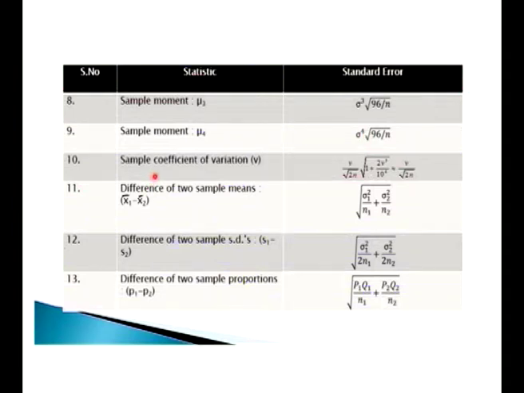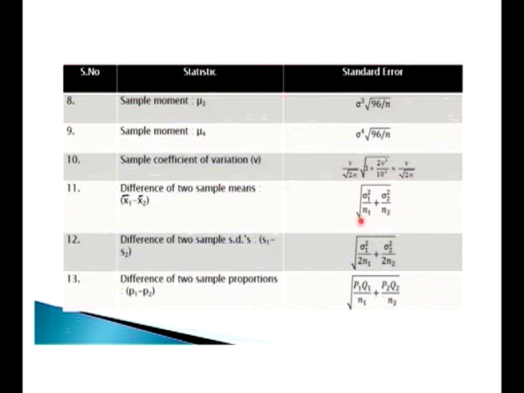by n. For the sample coefficient of variation nu, the standard error is nu divided by root of n into root of 1 plus 2 nu cube by 10 power 4, which is approximately equal to nu divided by root of 2n. Then, if the statistic is difference of two sample means x1 bar minus x2 bar, then the corresponding standard error is sigma 1 square by n1 plus sigma 2 square by n2.